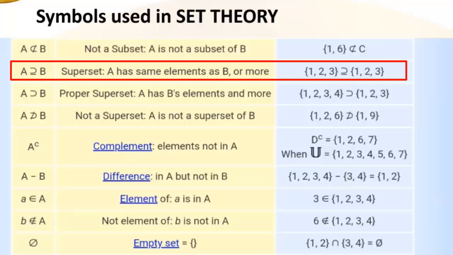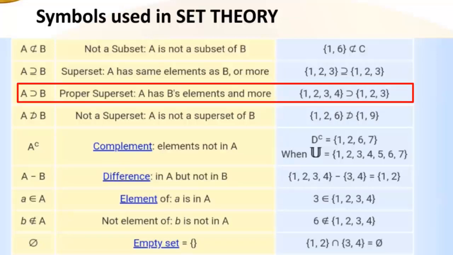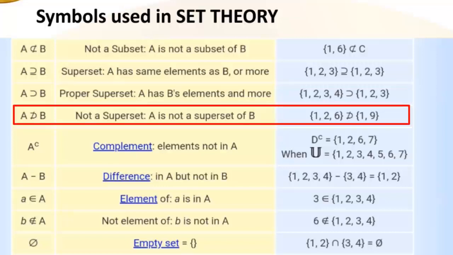But talk about the next one. A is a proper superset of B. So it means that A has all the elements in B and more elements. As you can see on the screen, the elements of A are 1, 2, 3, and 4, while the elements of B are 1, 2, 3. You can see A has everything in B, and also has an additional element, which is 4. Then we move to the next one. A is not a superset of B. So it means A is not a superset of B.